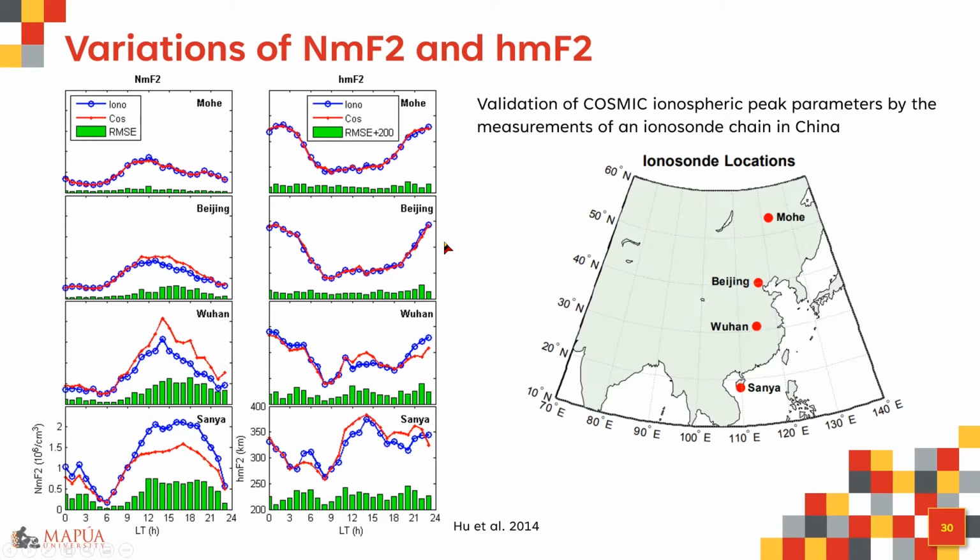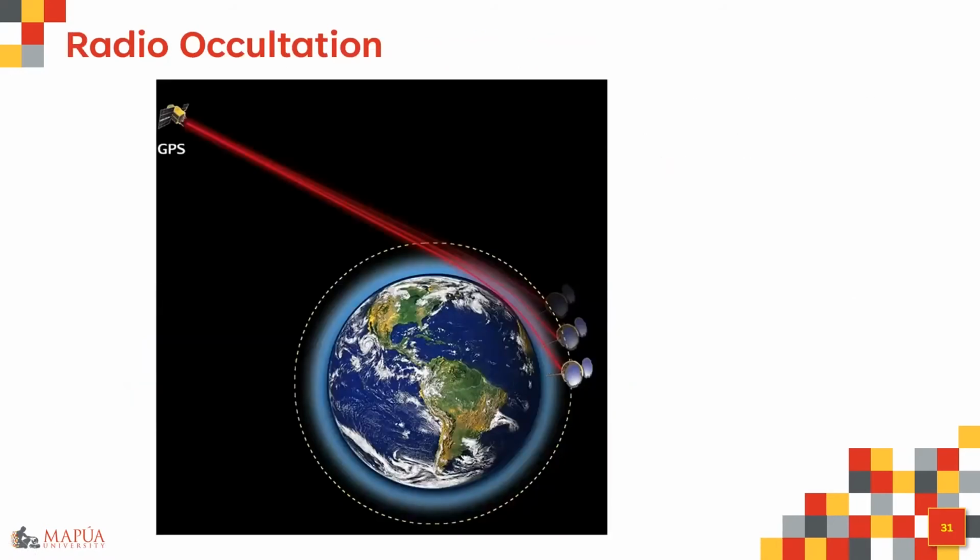Okay, so this graph from Hu et al. in 2014 shows the NmF2 and HmF2 using ionosonde, that's the blue one, and using another technique to measure the NmF2 and HmF2. We call that the radio occultation technique. Specifically in this paper, they use the COSMIC program, or COSMIC satellites. Okay, so COSMIC satellites use a technique called radio occultation.